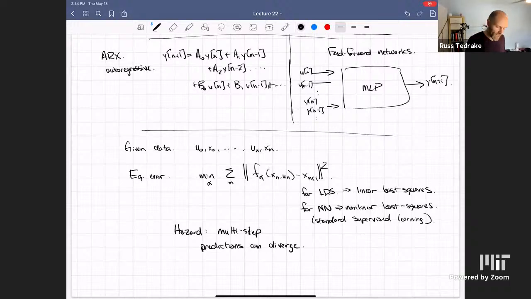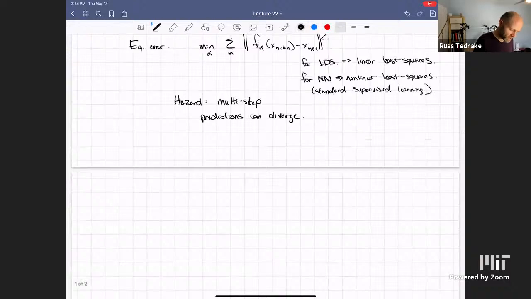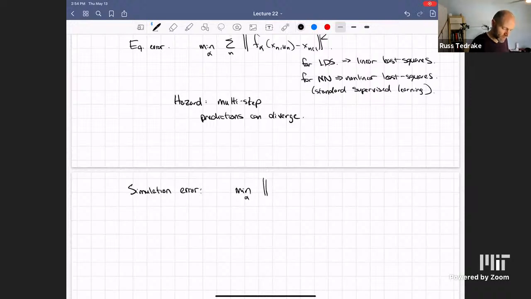So more common when you get to the neural network case is that people will optimize the simulation error, which I wrote before. I'm going to still minimize over alpha, but now I'm going to do the result sum over n. Let me write it this way.